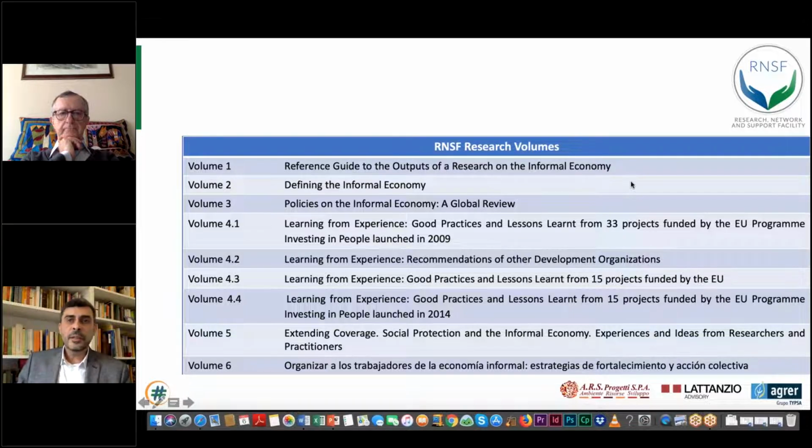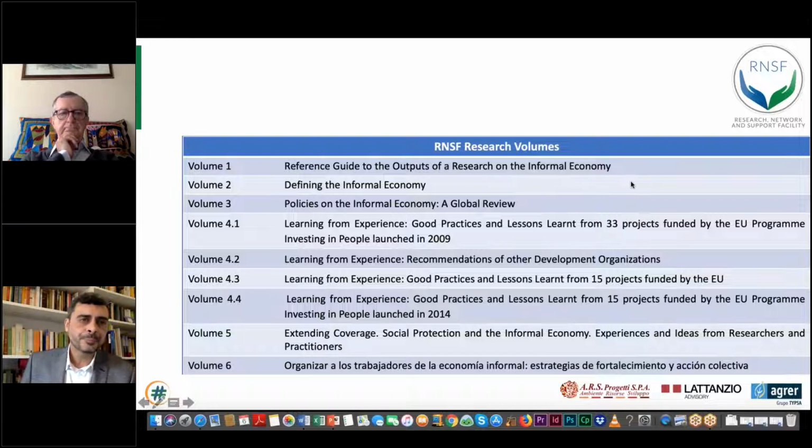Volume 4.2 is a meta-evaluation of more than 200 studies and evaluations from international agencies, from the UN family, and also other cooperation agencies like the FID. And you have recommendations coming from these organizations, structured and clustered by areas and topics related to the informal economy.